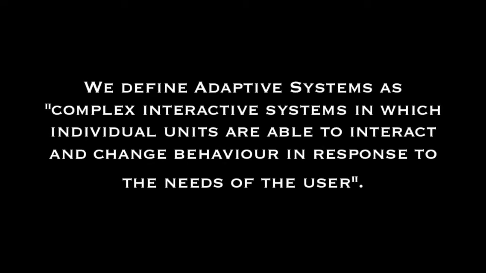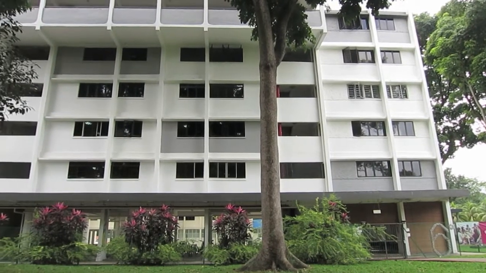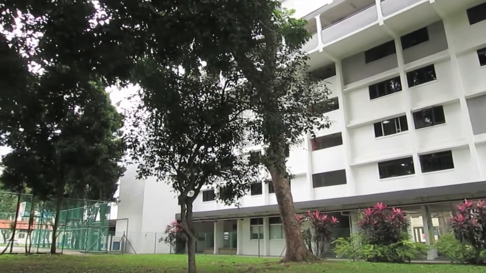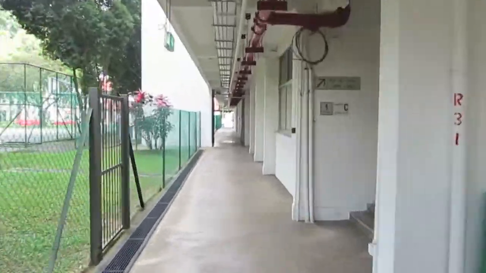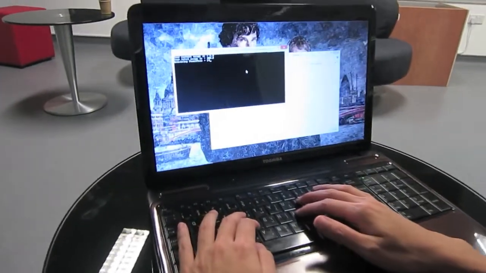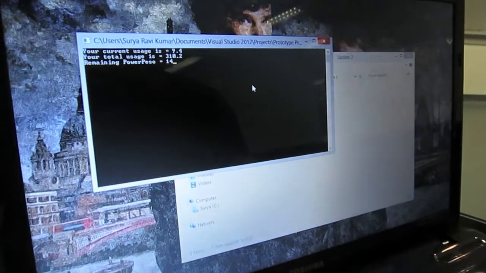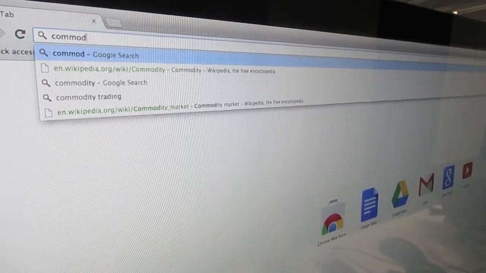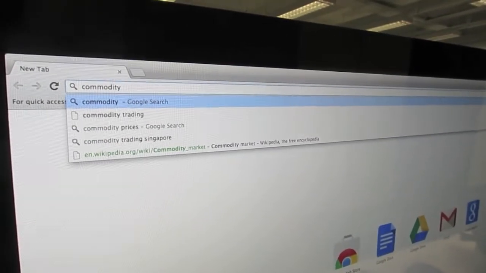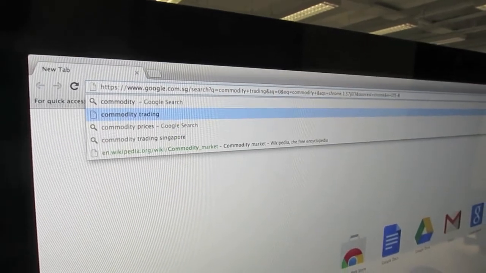We define adaptive systems as complex interactive systems in which individual units interact and change behavior in response to the needs of the user. In our current hostel billing system, each hostler has a monthly subsidy of $15. Due to lack of effective monitoring, people end up using more than the amount of $15 and pay an extra amount. But what if there were a way to actively monitor the amount of electricity consumed? And is there something else, a utility which can be provided to users to control their energy usage and manage situations such as over or underuse?